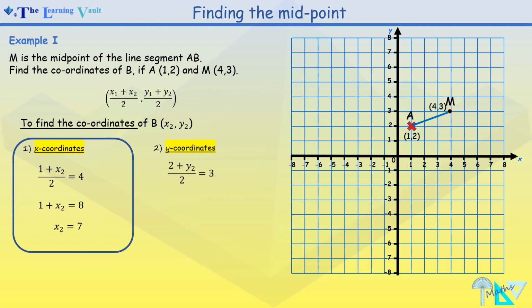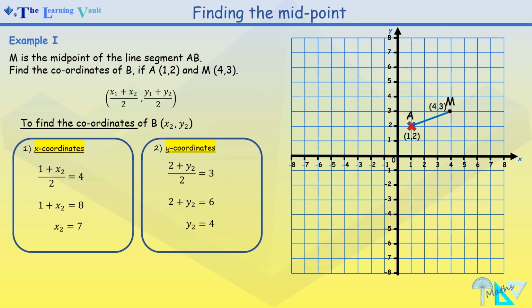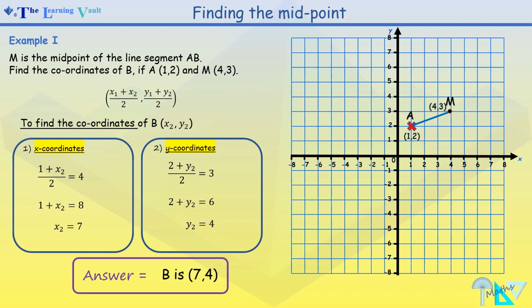According to the formula, (2 plus y2) all over 2 equals 3. Solving that equation, we now have 2 plus y2 equals 6, and finally y2 equals 4. So our coordinates for B are 7 and 4. And we can see that displayed on the diagram there.